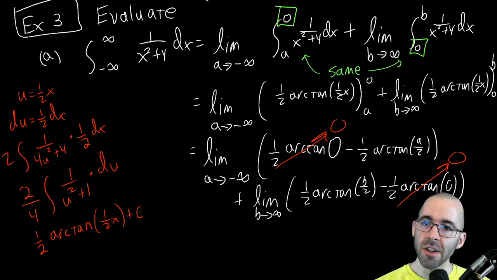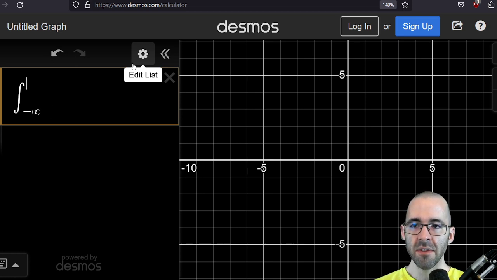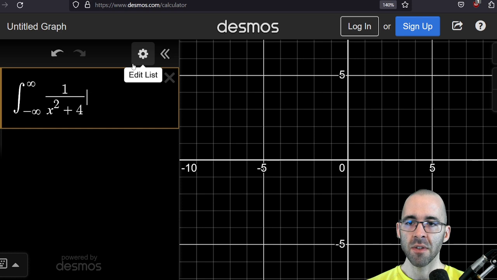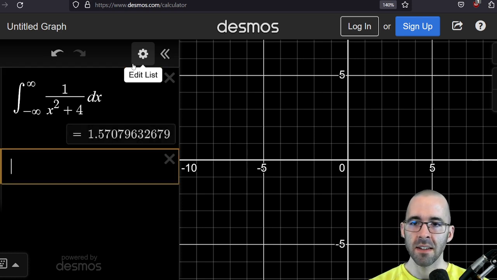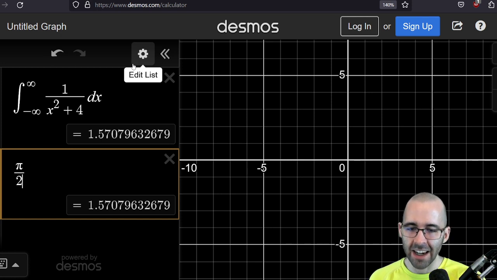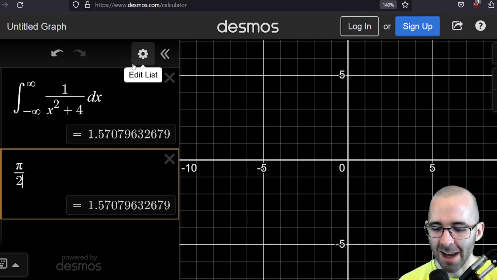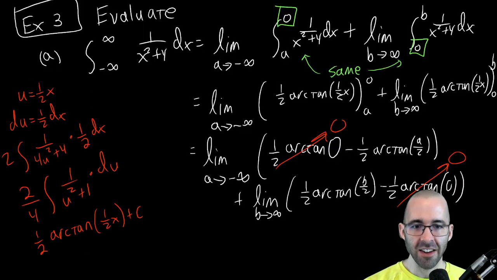Fun fact, you can check your work with Desmos. The integral from negative infinity to positive infinity of 1 over x squared plus 4 dx, is that pi over 2? Heck yes, it is. All right, I took off my glove. I don't know why. It's like a half glove, so I don't smear my tablet. Anyway, checks out. We're good to go.